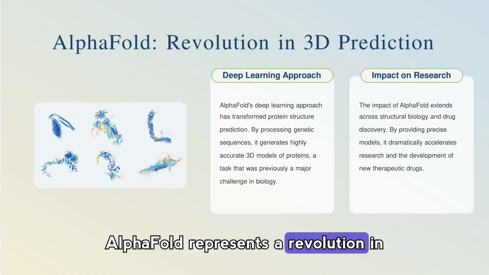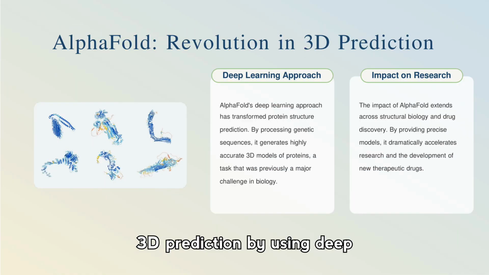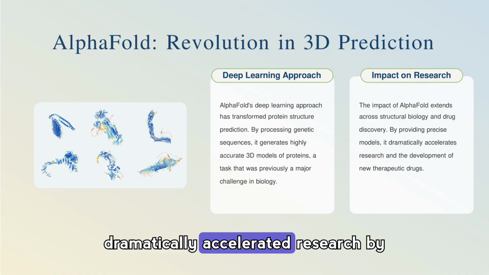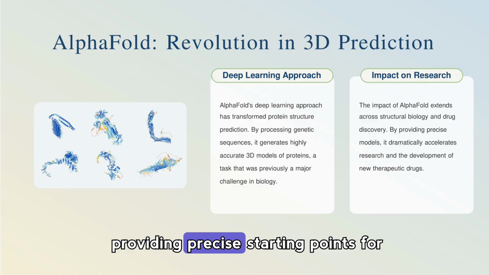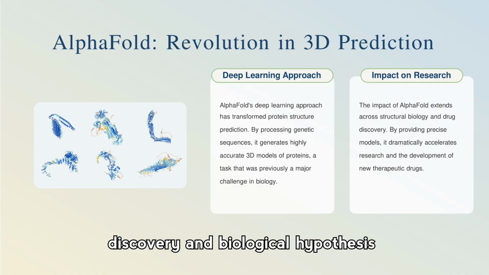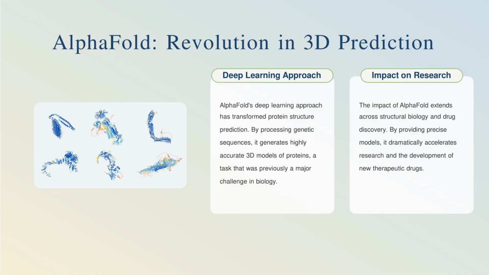AlphaFold represents a revolution in 3D prediction by using deep learning to convert genetic sequences into highly accurate structural models, which has dramatically accelerated research by providing precise starting points for experiments and informing drug discovery and biological hypothesis testing.